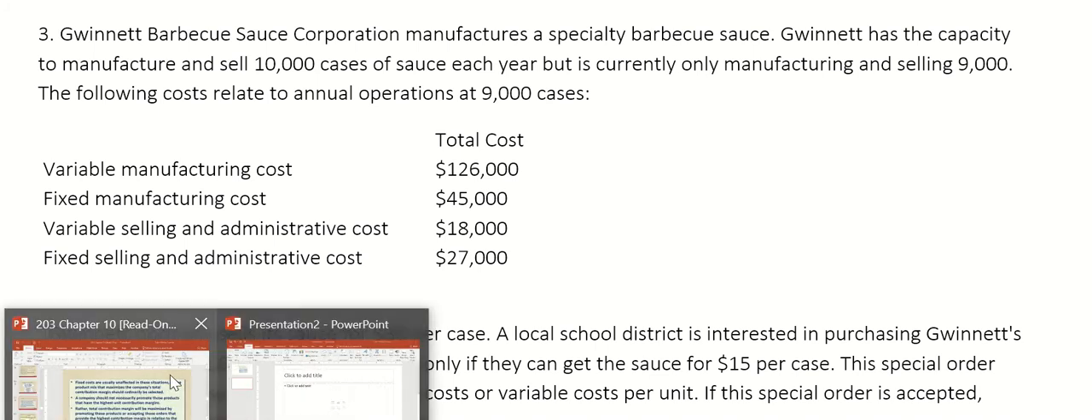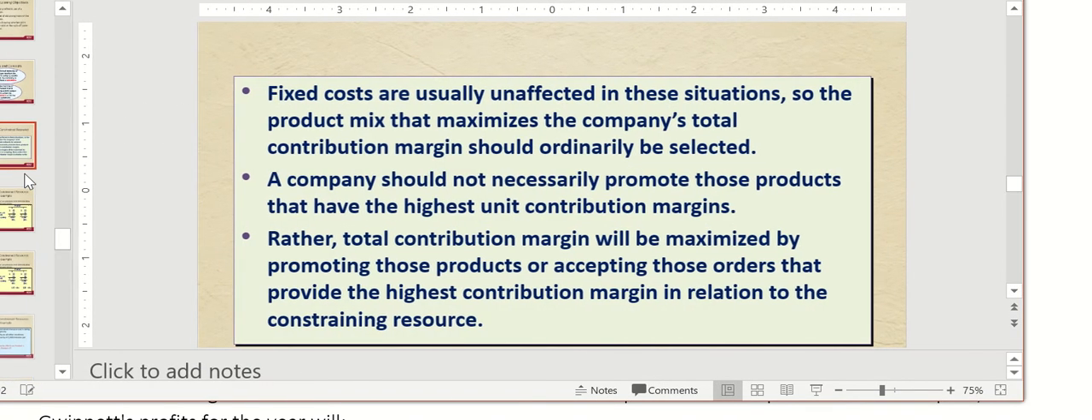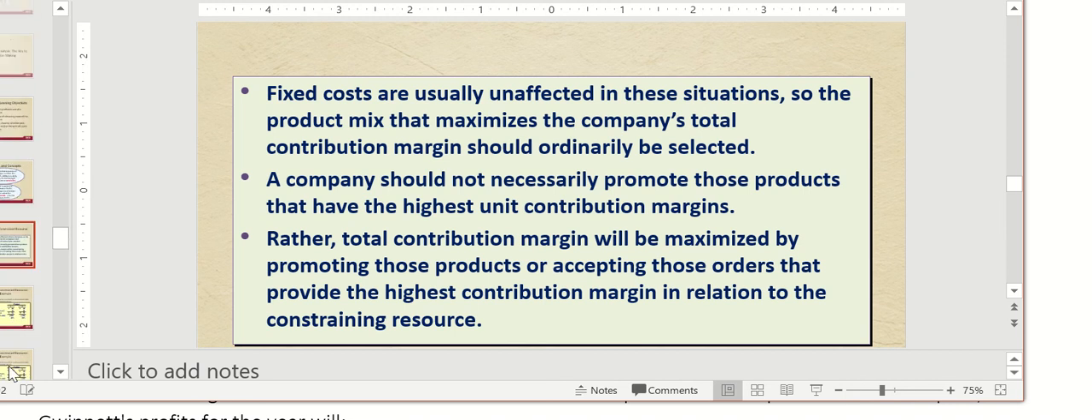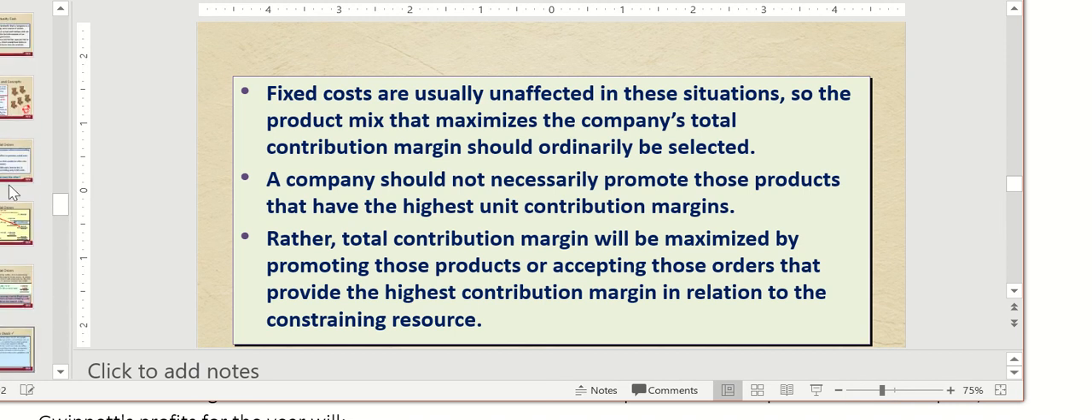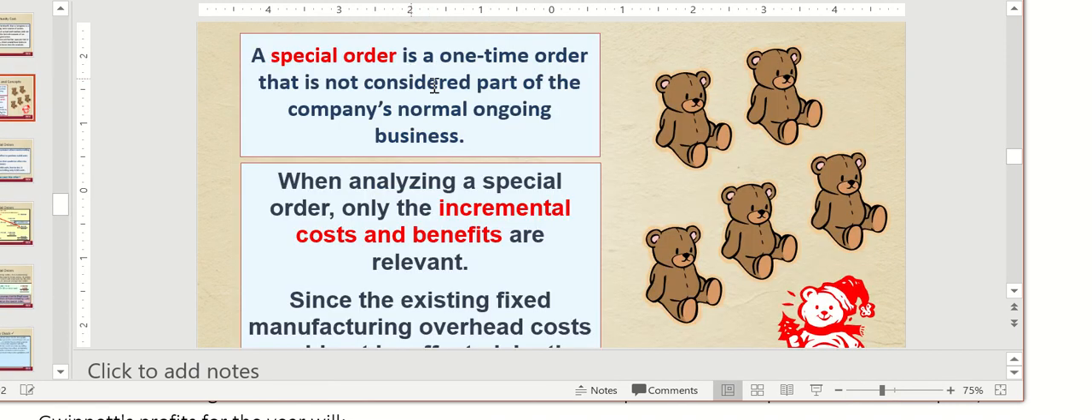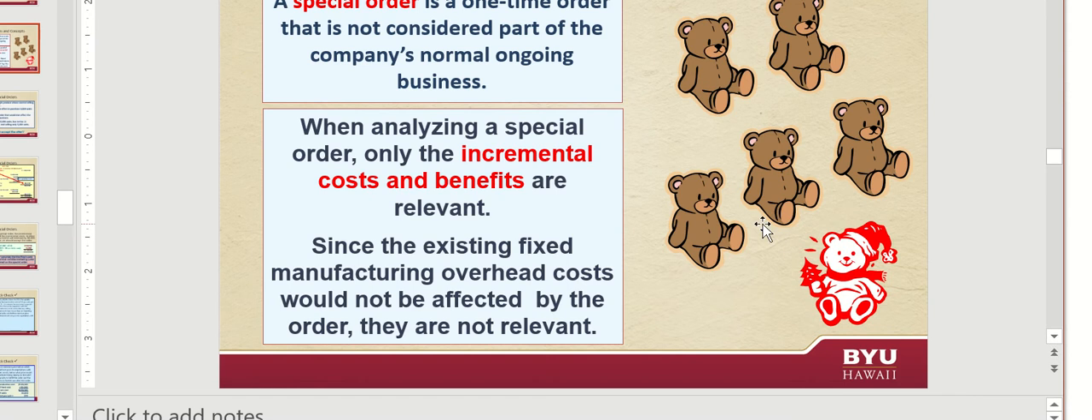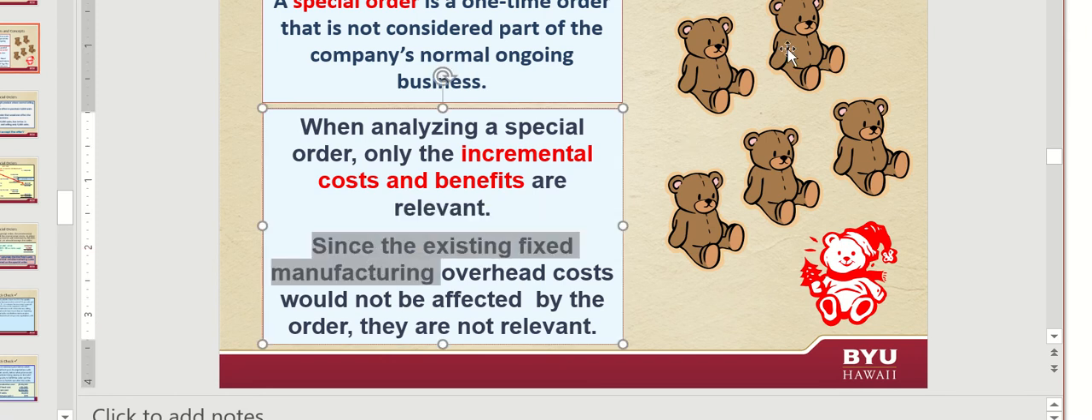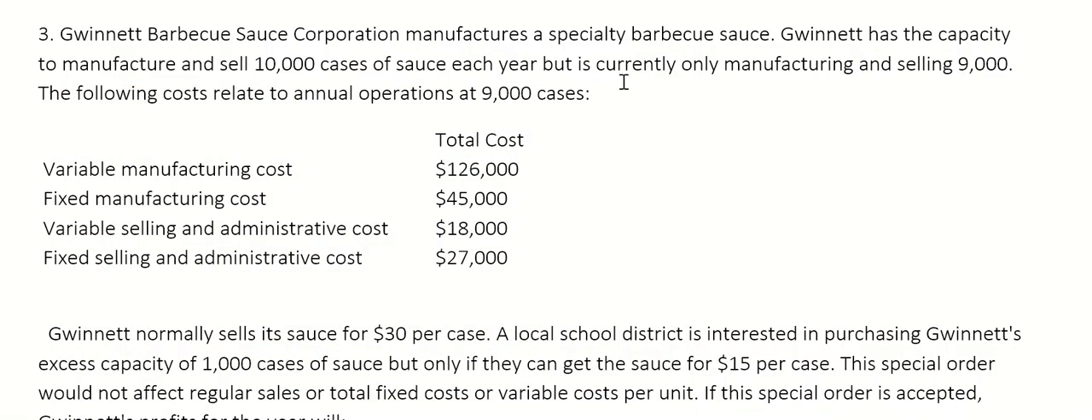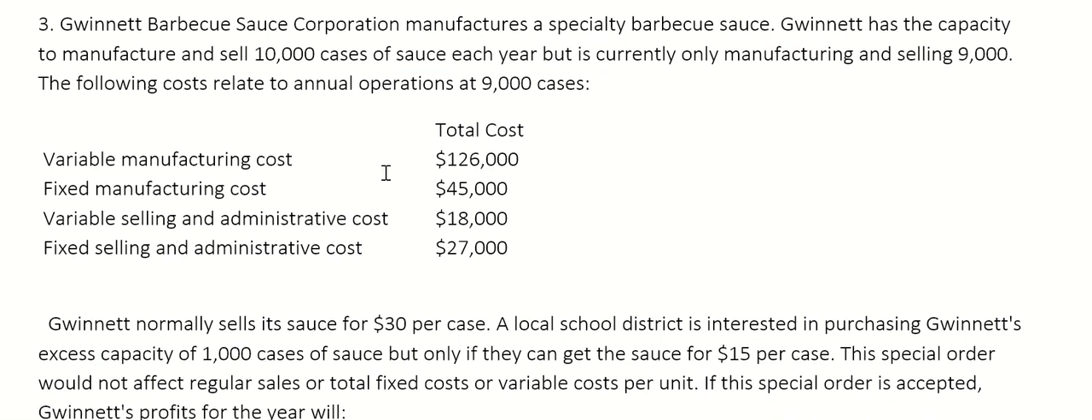And so maybe I can pull that up in the PowerPoint. So this is talking about a special order. So a special order is a one-time order that is not considered part of the company's normal ongoing business. When analyzing a special order, only the incremental costs and benefits are relevant. Since the existing fixed manufacturing overhead costs would not be affected by the order, they are not relevant. So that's what I'm saying here. The fixed manufacturing overhead costs are not relevant because you've already paid for that, right? You've already paid for 10,000 cases, but you're only making 9,000.